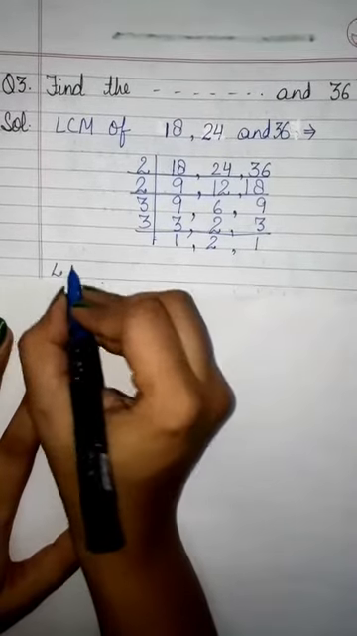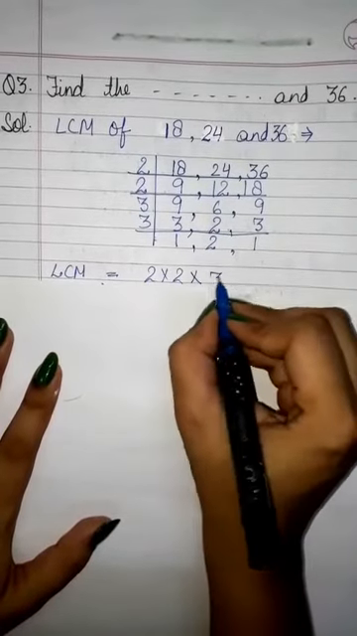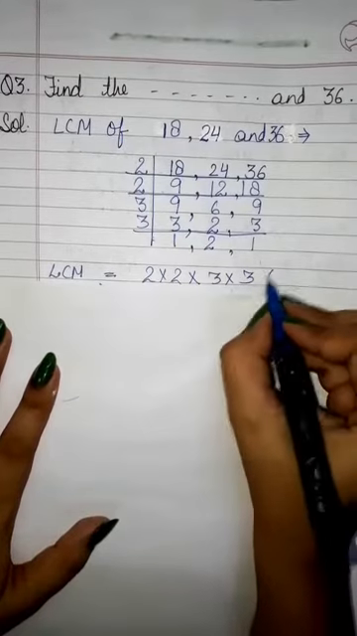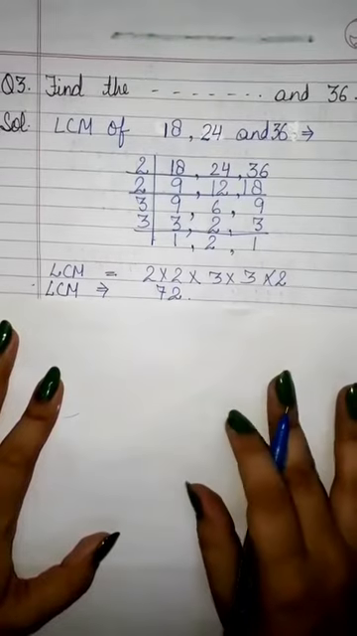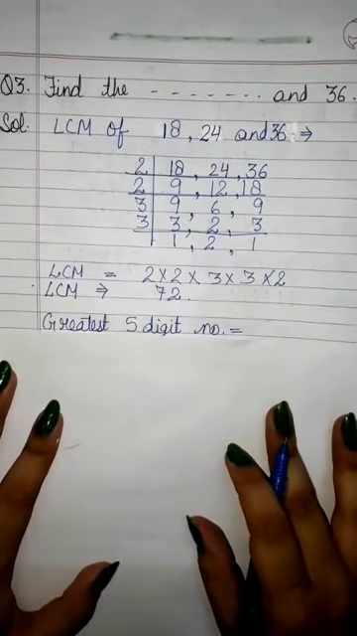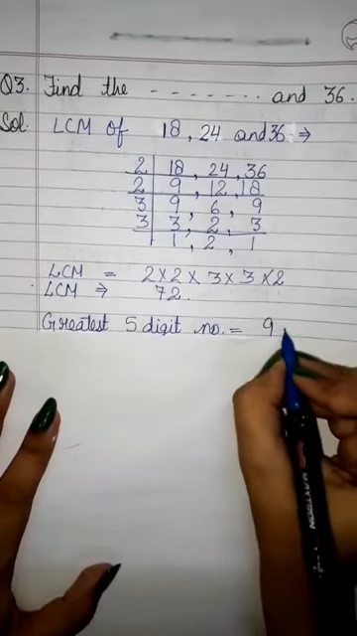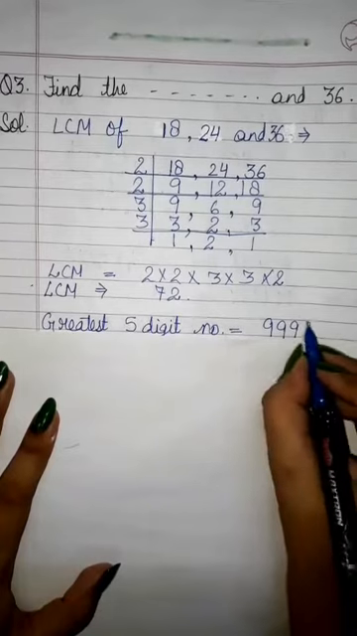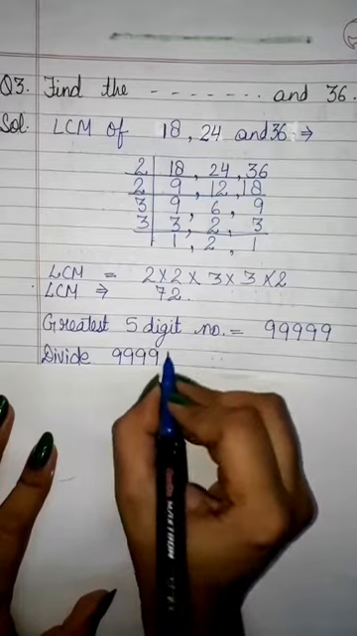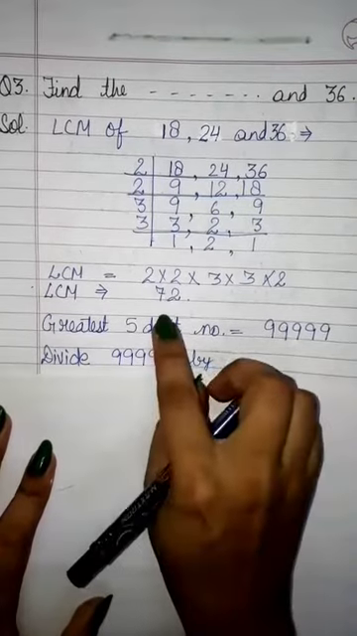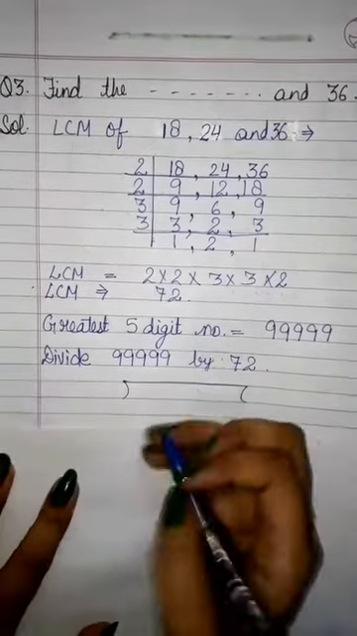Now the LCM can be 2 into 2 into 3 into 3 and this remaining 2 also. So when you multiply, what you get? You will get 72. Now what you will be doing in the question, it is asked the greatest 5-digit number. So write the greatest 5-digit number is 99,999. Now we will be dividing this 5-digit greatest number by the LCM of obtained digits. That will be 72. Now you know how to divide.